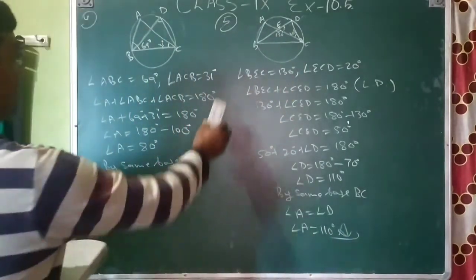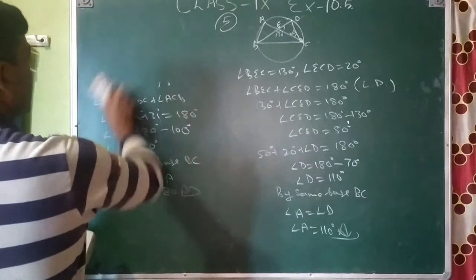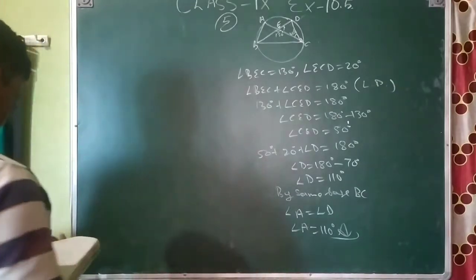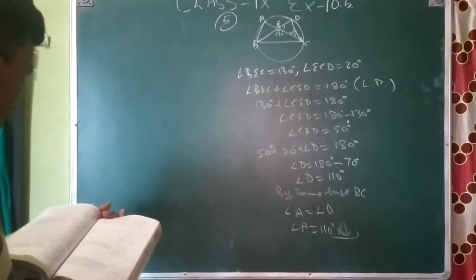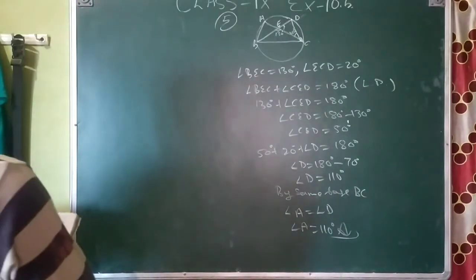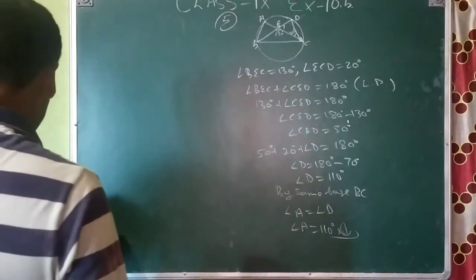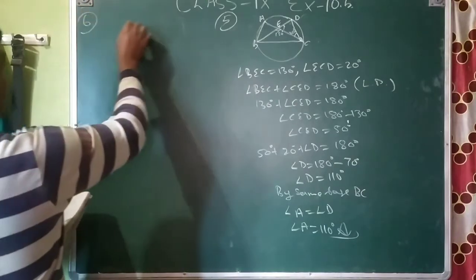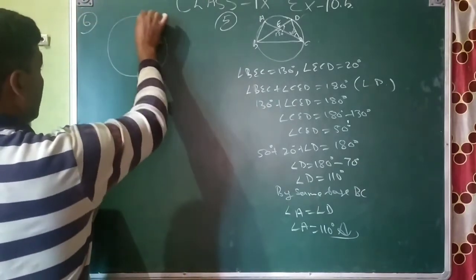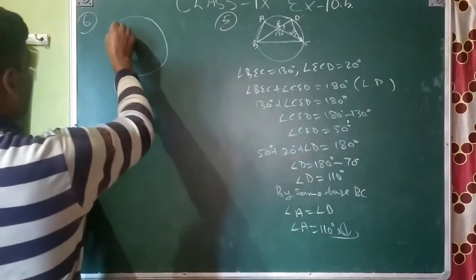Next, the sixth question. ABC is a cyclic quadrilateral. Cyclic quadrilateral means, you know, I will explain what a cyclic quadrilateral is. ABC is a cyclic quadrilateral.